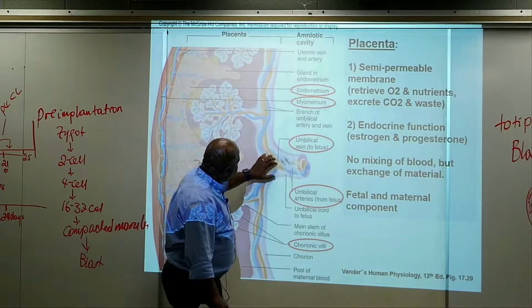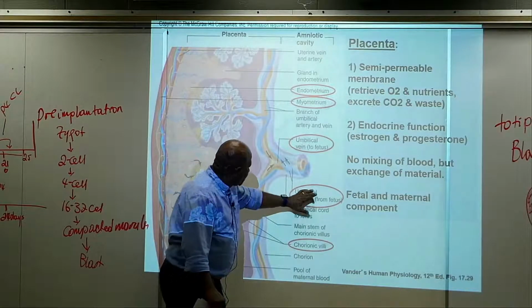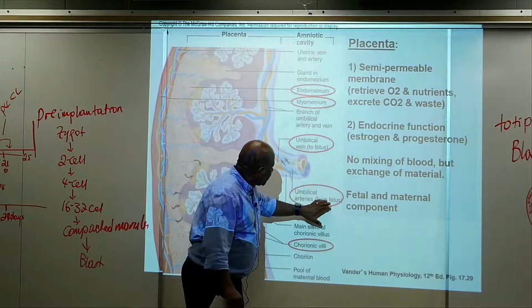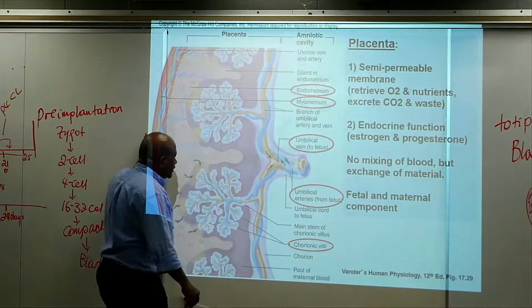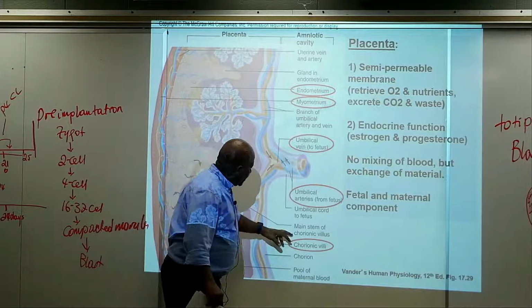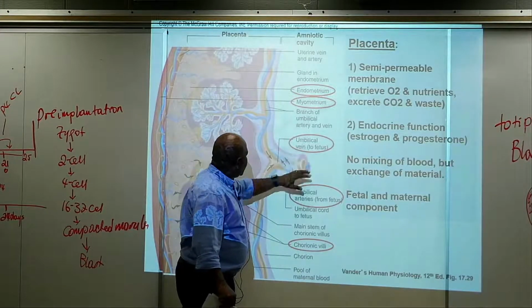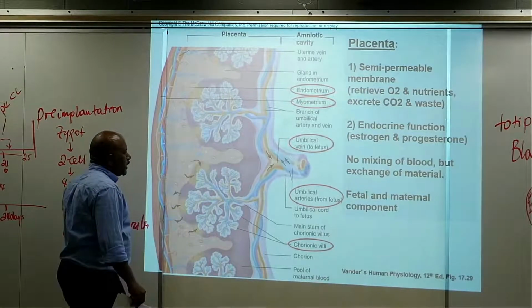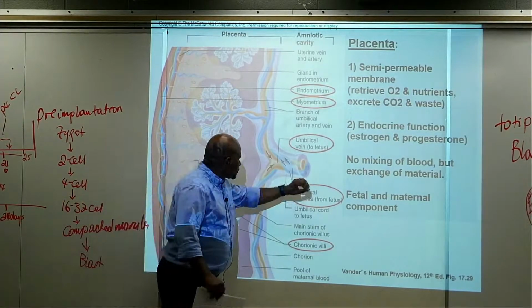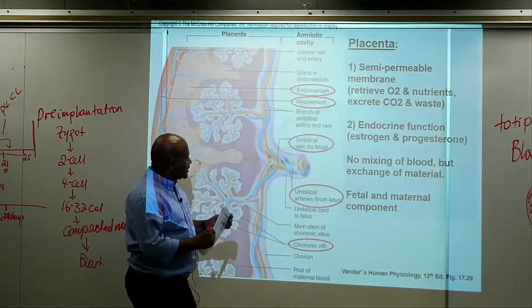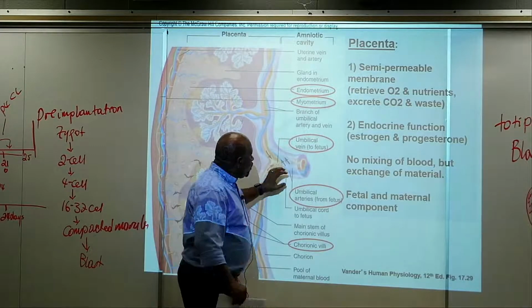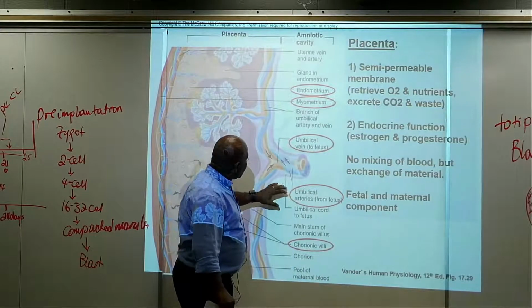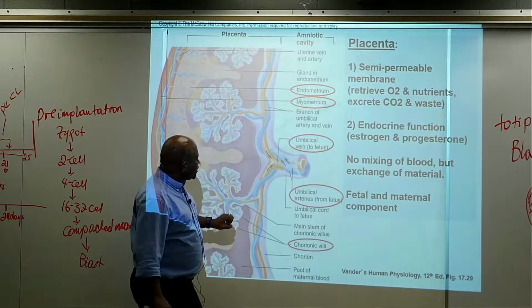And there are different vessels. The umbilical arteries are bringing blood from the fetus to the maternal side, and the umbilical vein is the one which is bringing new, oxygenated blood to the fetus. The very important point here is that there is no mixing of blood between the mother and the fetus during the exchange of materials.